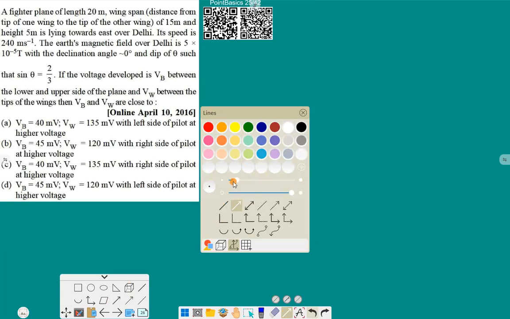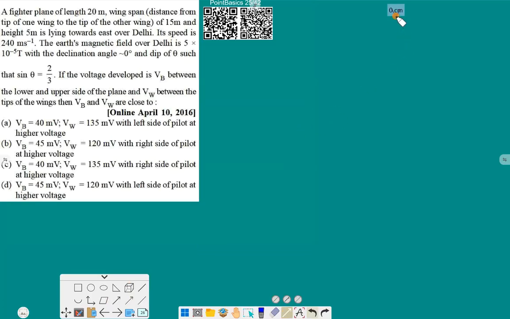Let's first draw the directions. Suppose this is north, this is south, this is east, this is west, and we have a plane flying towards the east, meaning it is going towards the east. So we can say this is our plane, suppose.